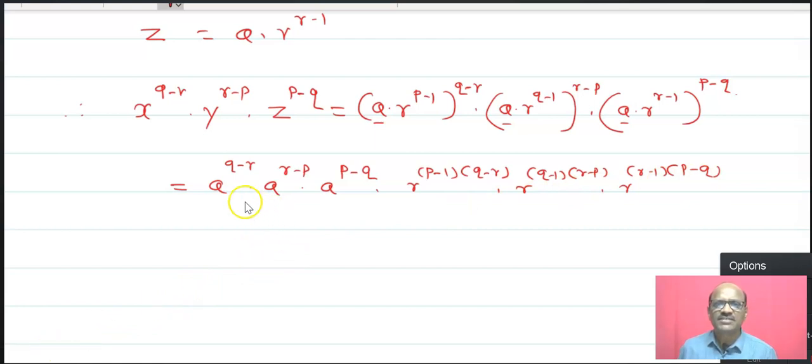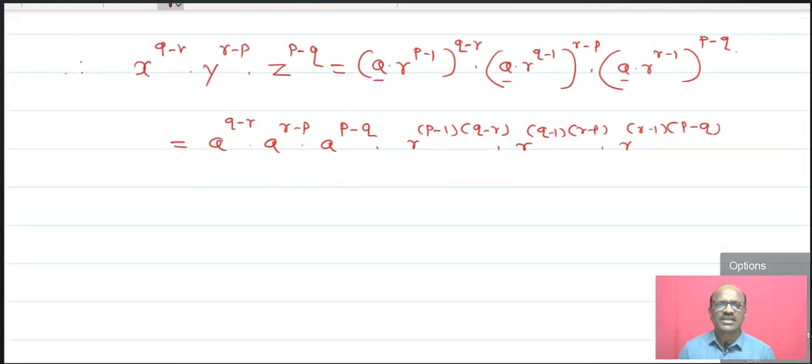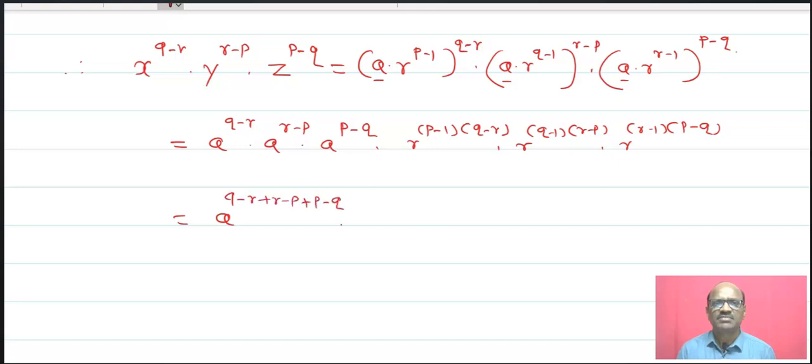Now if we see this, the base is the same, so we can add the powers. That is a raised to q minus r plus r minus p plus p minus q, and overall that is a raised to 0. Now see this calculation. That is a raised to q minus r plus r minus p plus p minus q, and r raised to p minus 1 into q minus r plus q minus 1 into r minus p plus r minus 1 into p minus q.